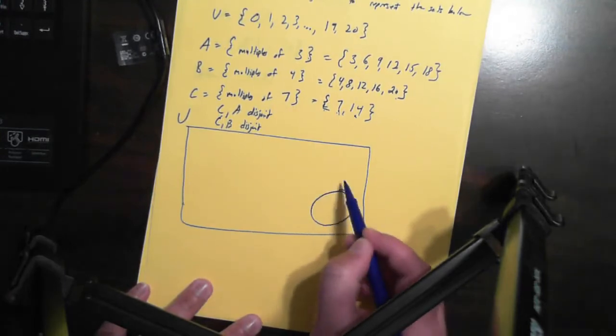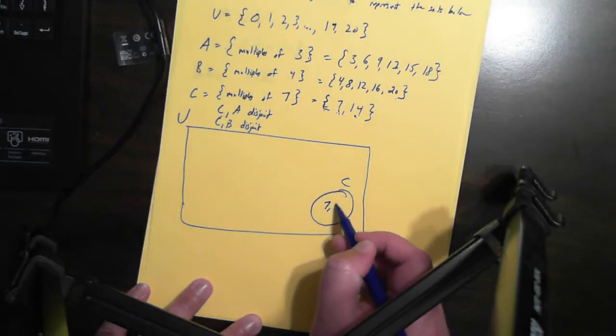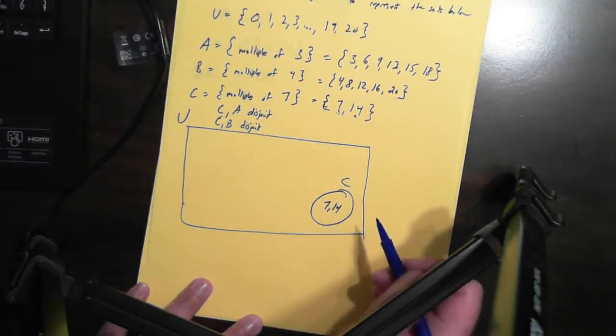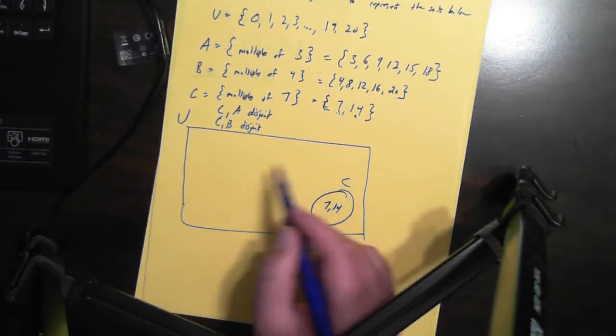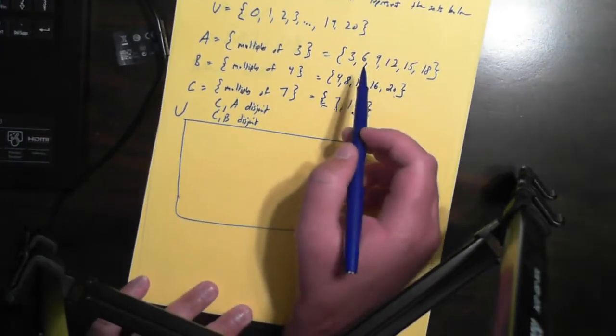Here's set C over here. I know that it has nothing in common with the others, so the elements that are in here are just going to be 7 and 14. A and B will probably be over here somewhere where C is hanging out on the side.